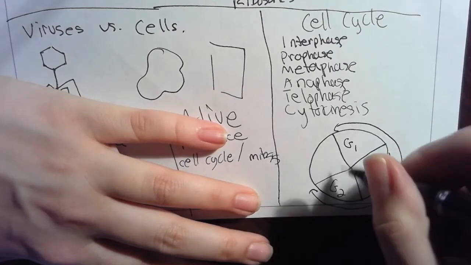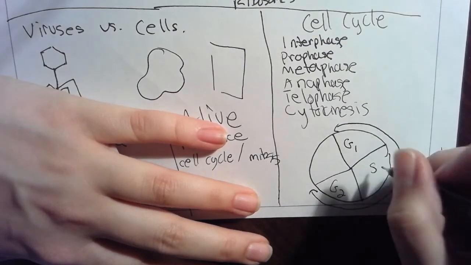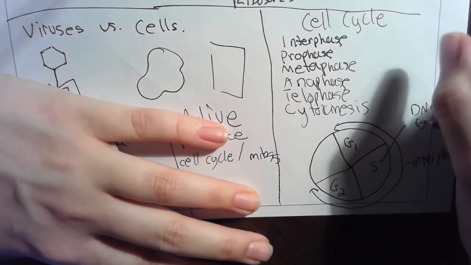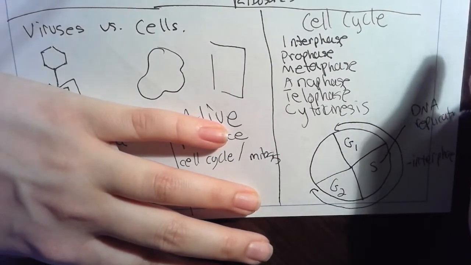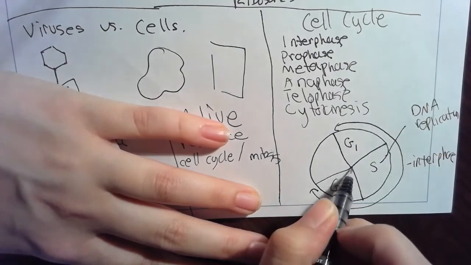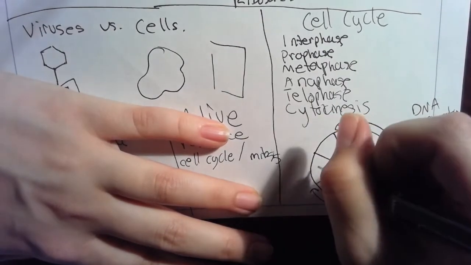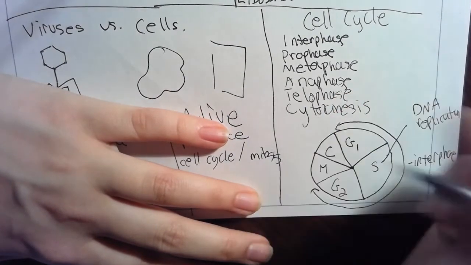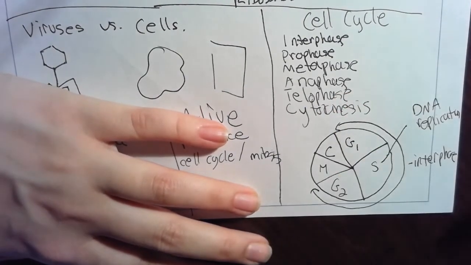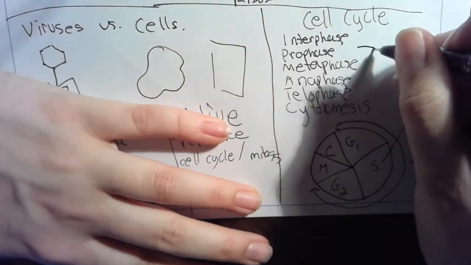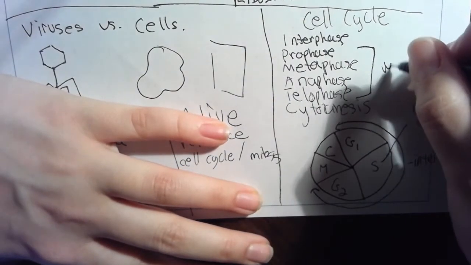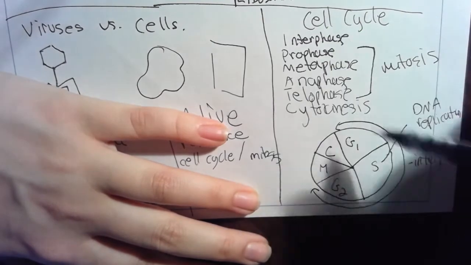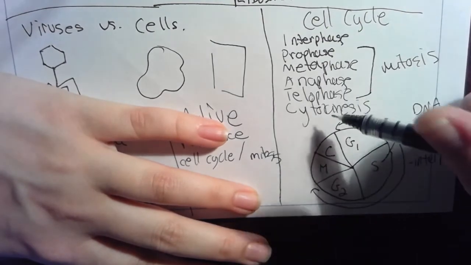G1 and G2 are like growth. The S phase is when DNA replicates itself. And then in here we have the M phase, which is mitosis, and then we have C here, which is cytokinesis. Remember this PMAT, this is the only thing that's mitosis. And then interphase has 3 parts, G1, S, G2, and then cytokinesis.